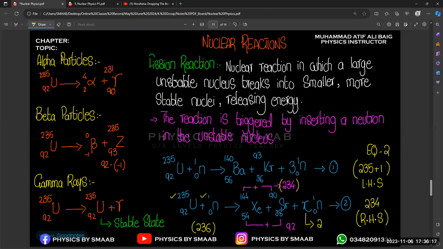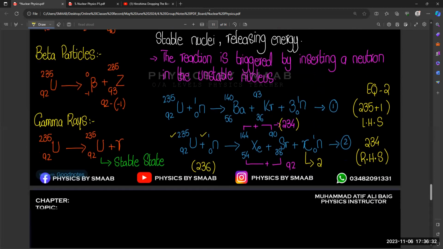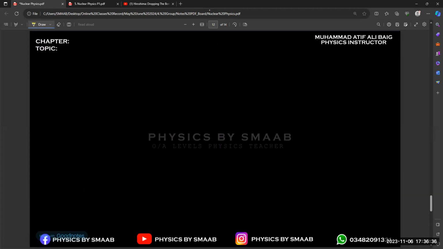Now one more important question that might be in your mind: why are we only using neutron in the reaction, right? We are not using proton or electron. What is the reason that we are not using proton or electron to strike the nucleus? Because we can use any particle to make the nucleus unstable. So why are we only using the neutron in the reaction?